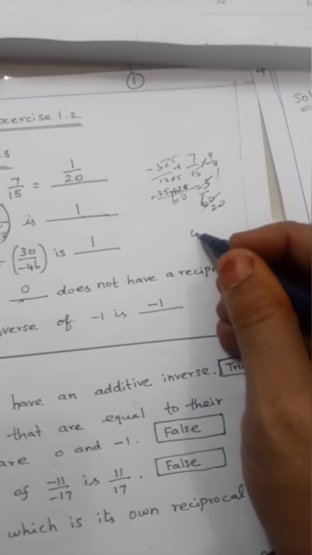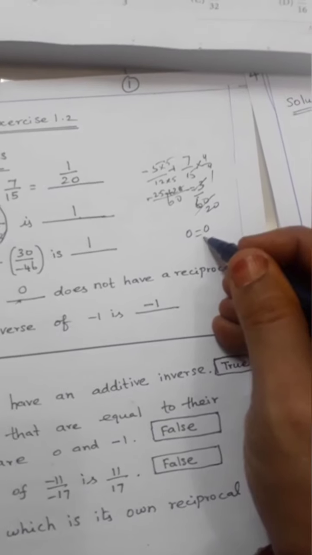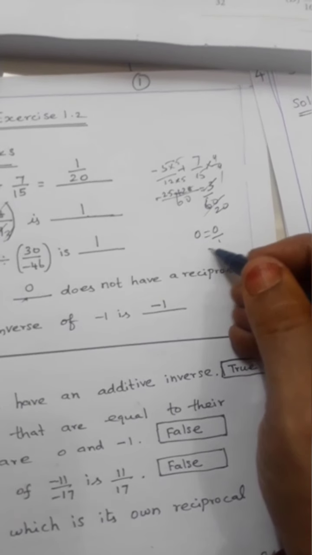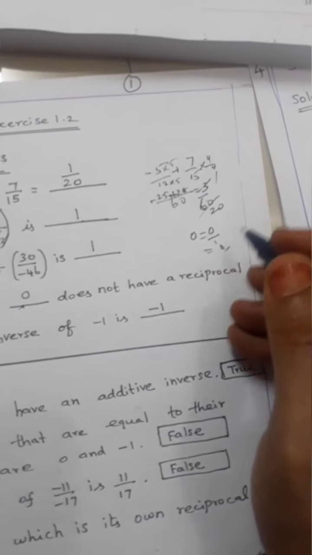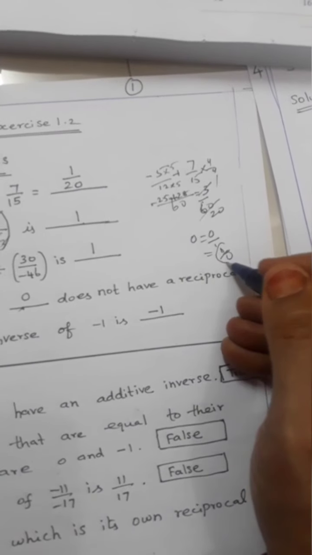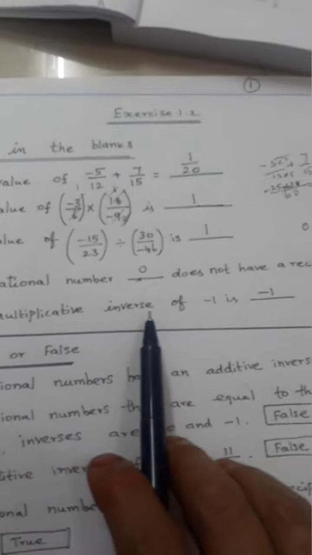How do we write 0 in rational form? 0 by 1. Its reciprocal is 1 by 0, and you see, this is not defined. So 0 does not have a reciprocal. The multiplicative inverse of minus 1 is minus 1.